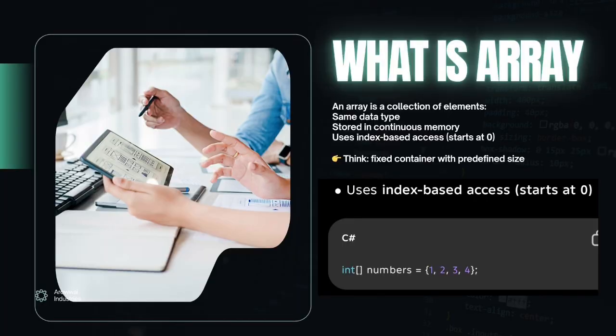Arrays are also index-based, which means every element has a position number starting from 0. For example, in this slide, here we created an array called numbers that contains 4 integer values. Each element inside the array can be accessed using its index position, starting from 0 for the first element.